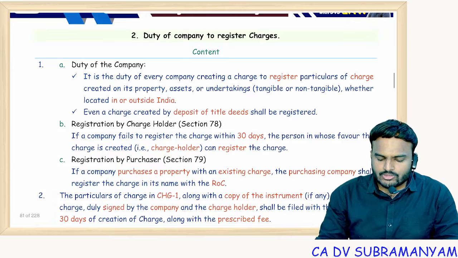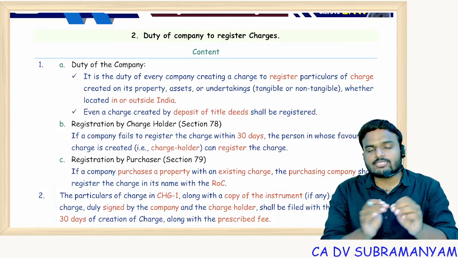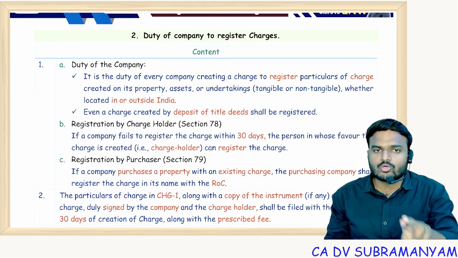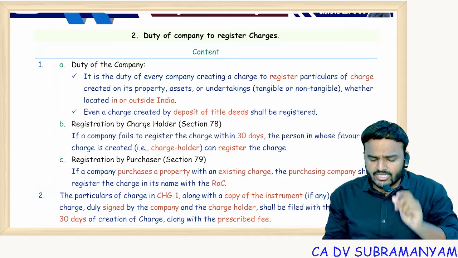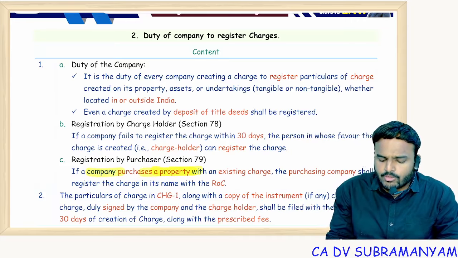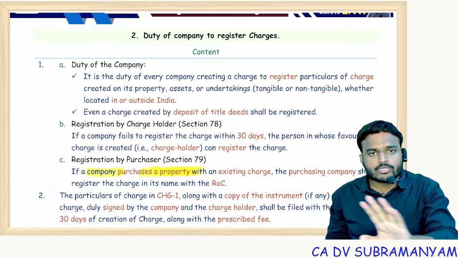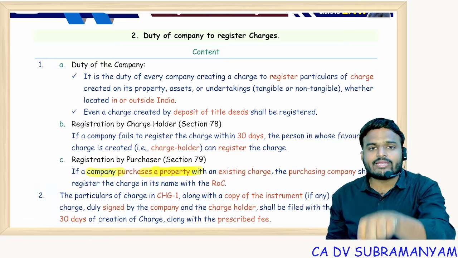So, duty to register the charge. Who will register the charge with the ROC? First, the company. It's the company's duty. If the company missed out, the charge holder may register the charge. And the company acquiring charged property. Observe carefully. Purchaser of charged property. No. Company acquiring charged property.